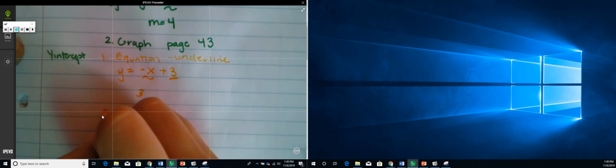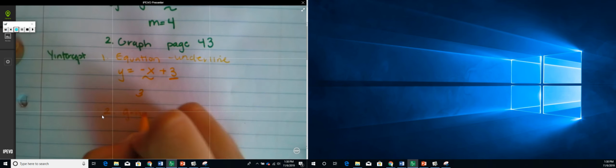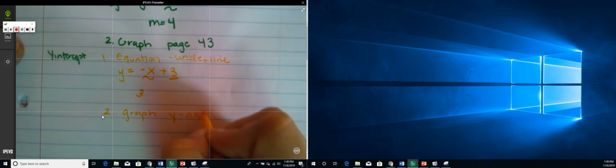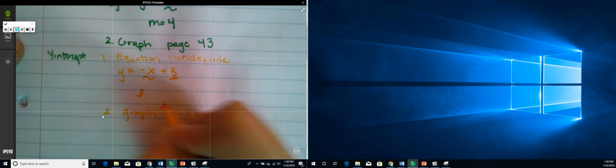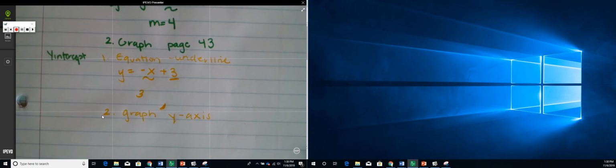From a graph, it's where it's on the banana, is where it's on the y-axis. Okay? That's also on page 31, 32, 23, 24, lots of different pages for examples on that one.